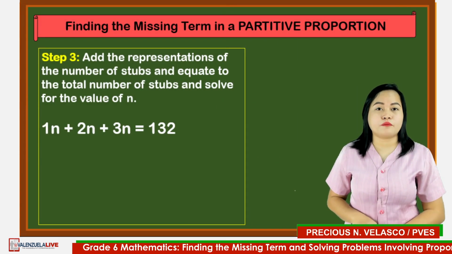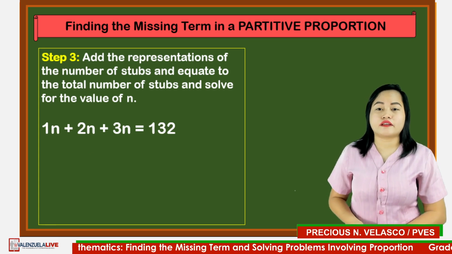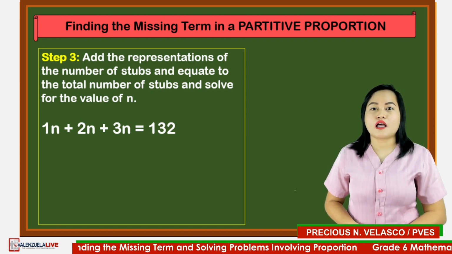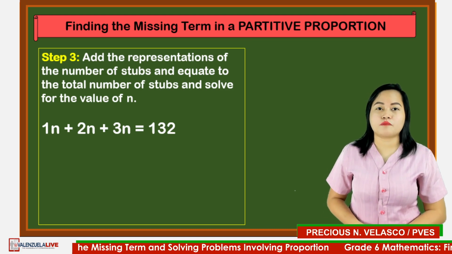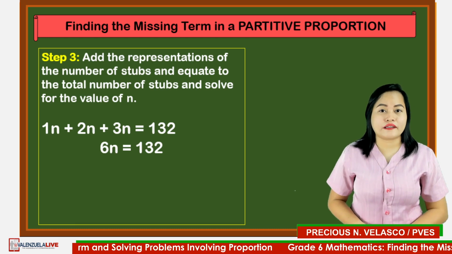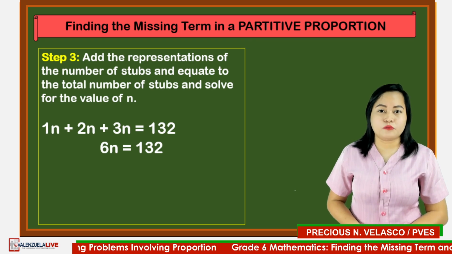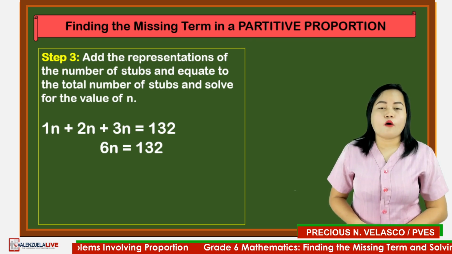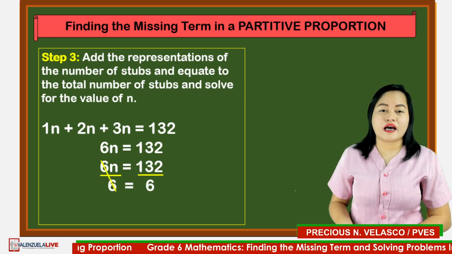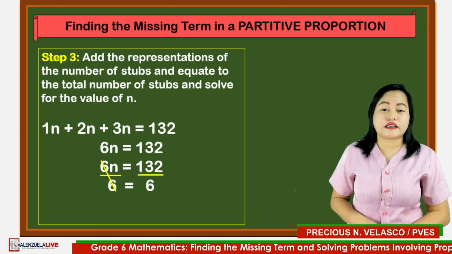So for step 3, we are going to add the representation of the number of stubs and equate it to the total number of stubs and solve for the value of n. So we have 1n plus 2n plus 3n is equivalent to 132, or 6n is equivalent to 132. So to eliminate again the value beside n, we are going to divide both sides by 6, and whatever you do on one side, you are going to do on the other side.